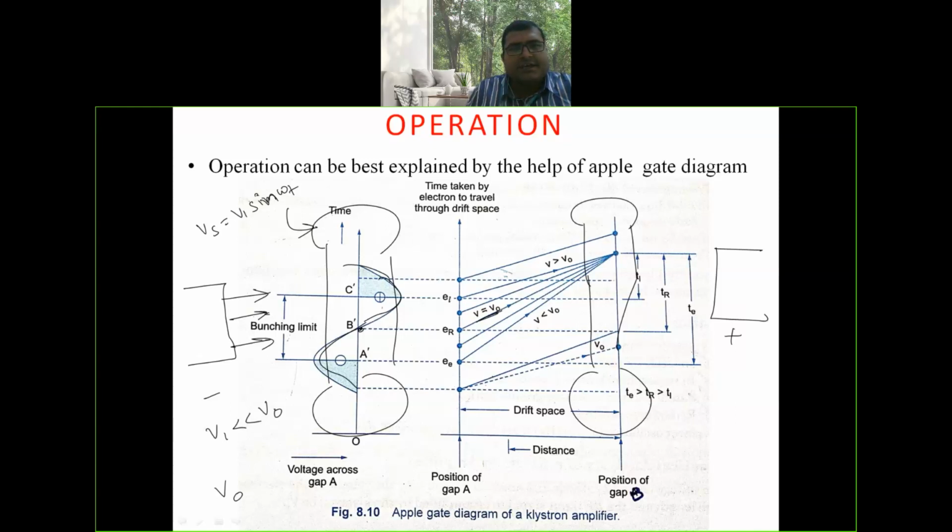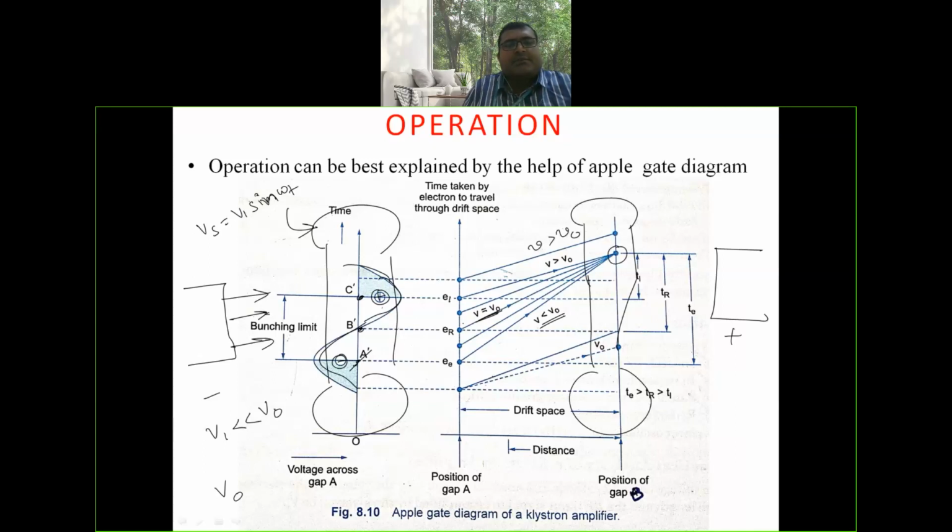The electron which leaves gap A at point C dash, which moves later than the reference electron, is called the late electron. It is subjected to the positive maximum of the RF cycle, accelerated, and moves with velocity V greater than V0. The electrons which leave gap A at point A dash are affected by the negative maximum of the RF cycle, decelerated, and move with reduced velocity. And these electrons form bunching.